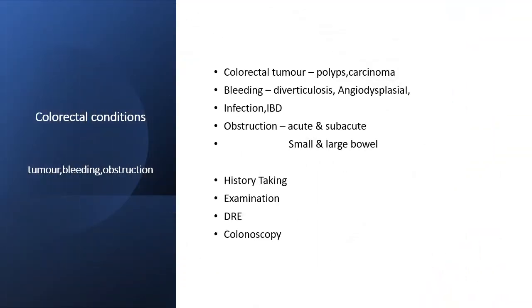What are some of these colorectal conditions that we will encounter in our patients? This can be either tumor, which includes polyps and carcinomas. It can be bleeding due to diverticulosis, angiodysplasia, or colitis of various causes: infection, radiation, and inflammatory bowel disease. Obstruction is usually due to strictures or adhesions, which can be acute or subacute, and may be due to small or large bowel obstruction.